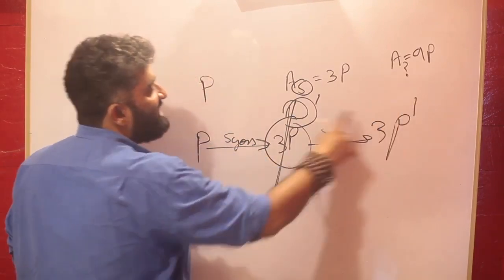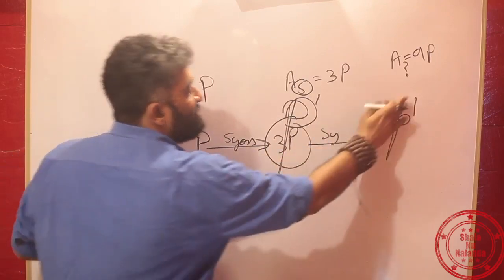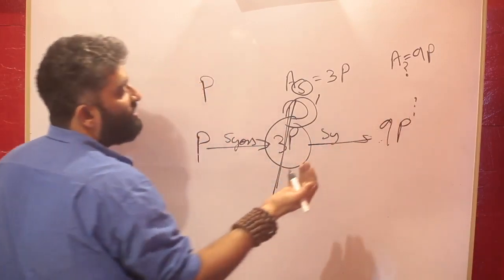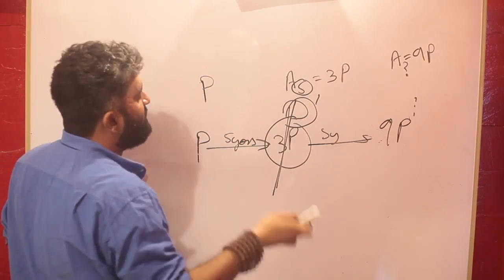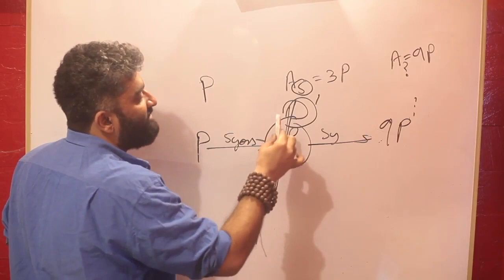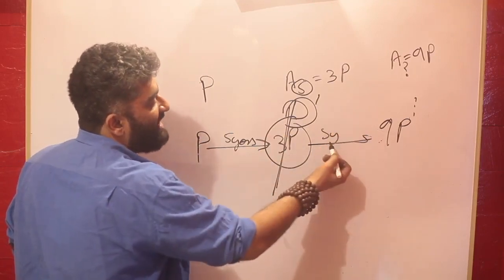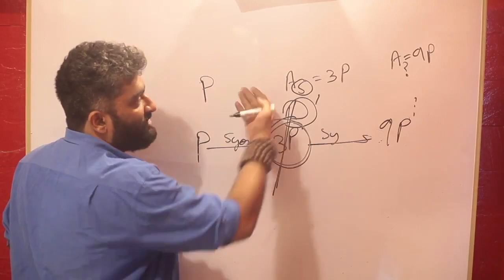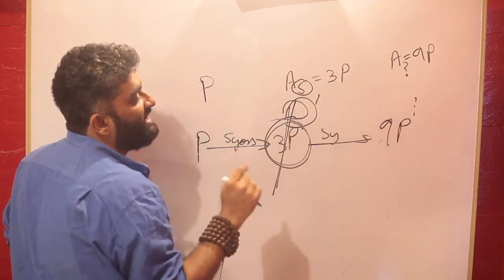And what is P dash? P dash I know is 3P. So if I put 3P here, I get 9P. That's what I wanted, right? So P went from P to 3P in 5 years and from 3P to 9P in the next 5 years because this became the principal, right? So this particular question with this setup was very, very easy.